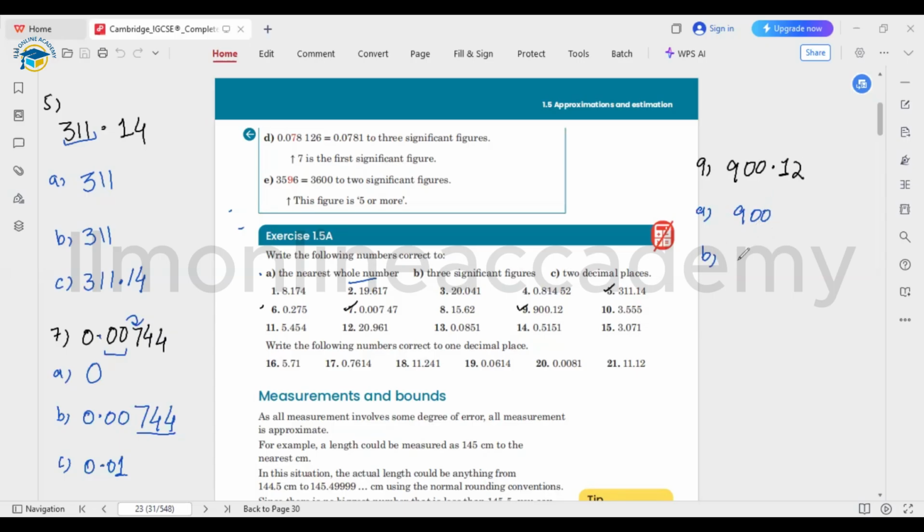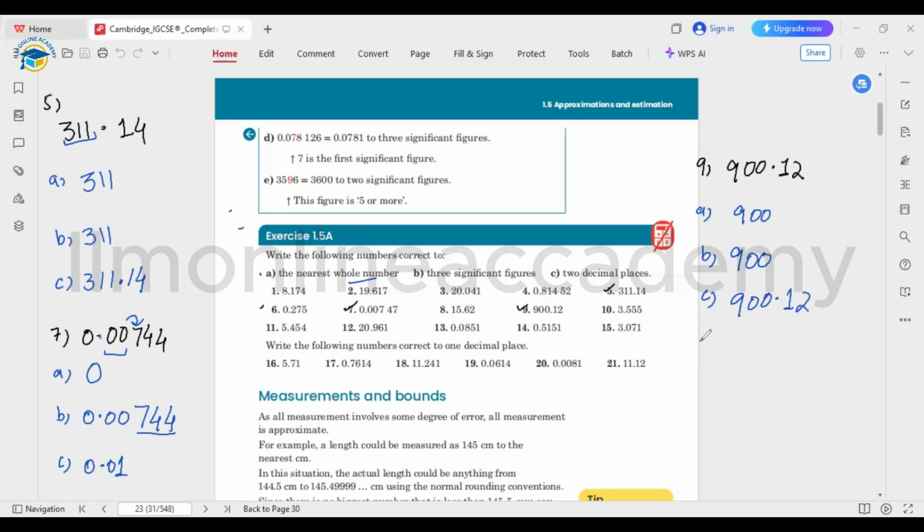B is up to three significant figures. So these zeros that we have over here are basically coming in between, so you will be taking them both, and after that there is 1, so no need to add one to the previous one. Next is up to 2 decimal places. So for 2 decimal places, the number is already given up to 2 decimal places, so you would be taking them all.